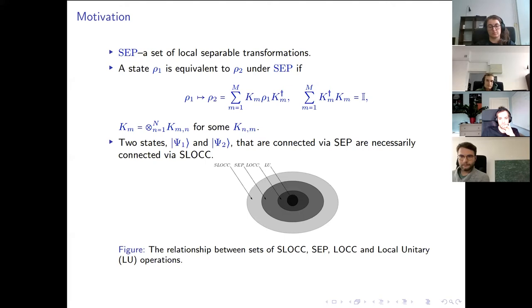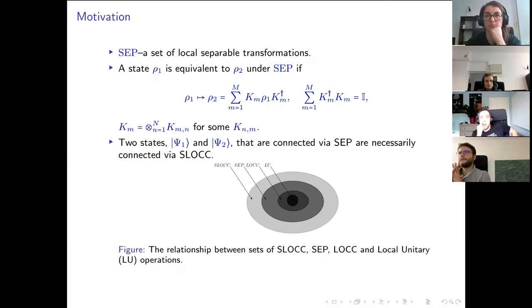We have LOCC, so without the stochastic part, and we have SEP, the set of local separable transformations, and our application will be to this SEP. So SEP is smaller than SLOCC, but larger than LU. It's nice because if you use SEP to classify entanglement, then these equivalence classes will not be as big as in the case of SLOCC. I mean, they will be in between SLOCC and LU, which is fine.